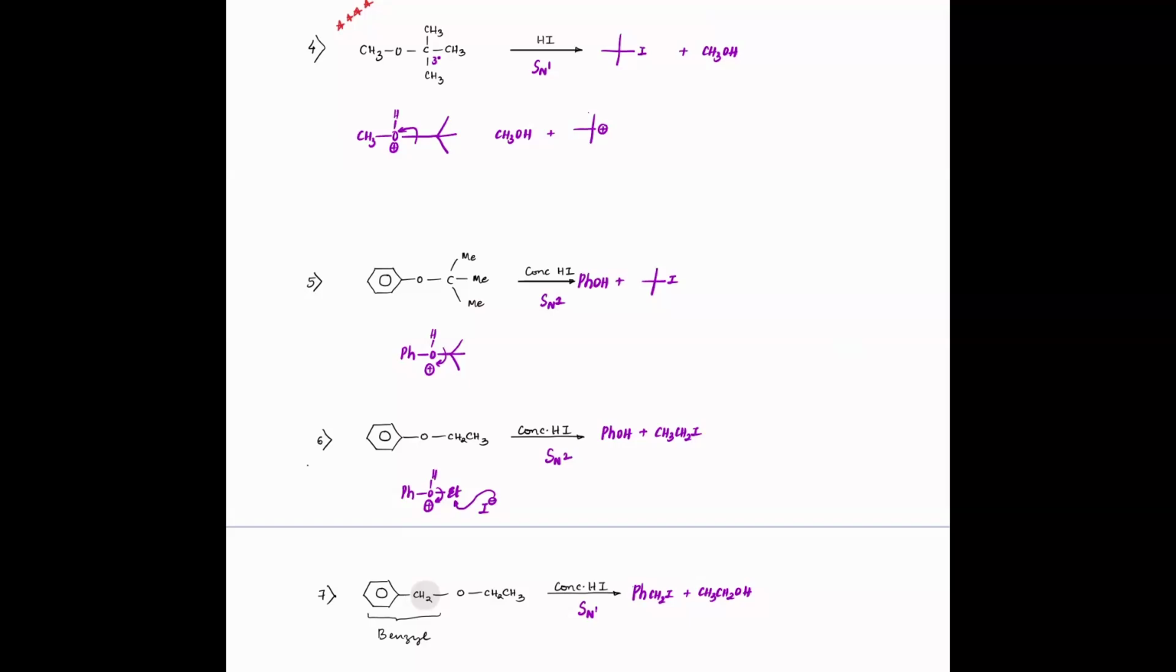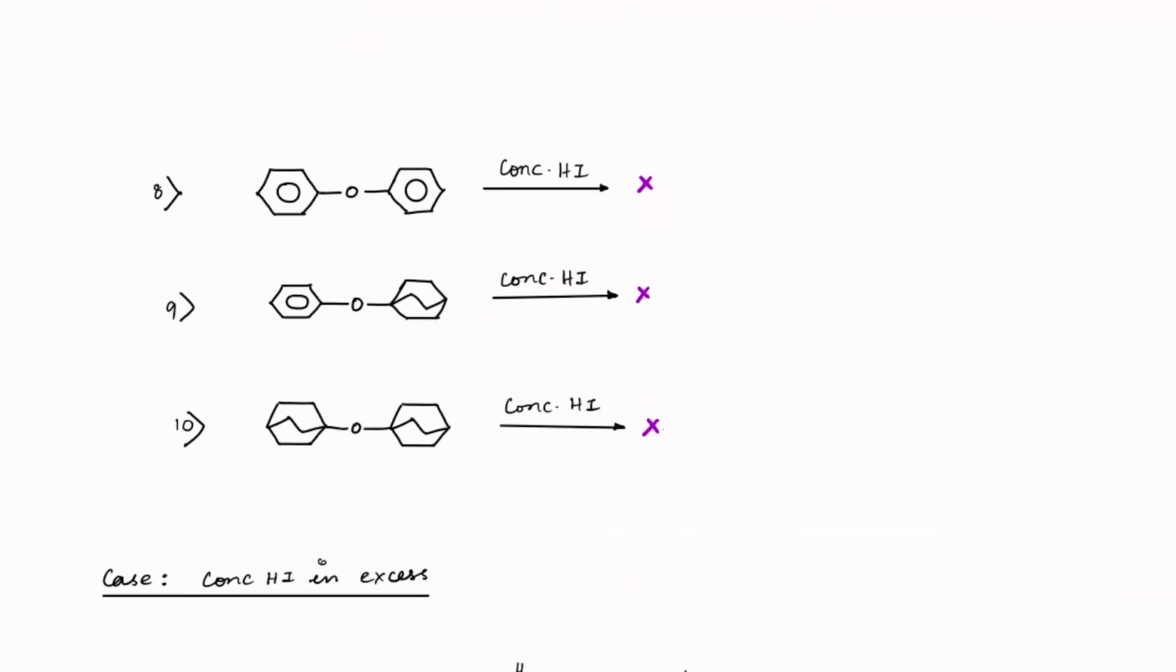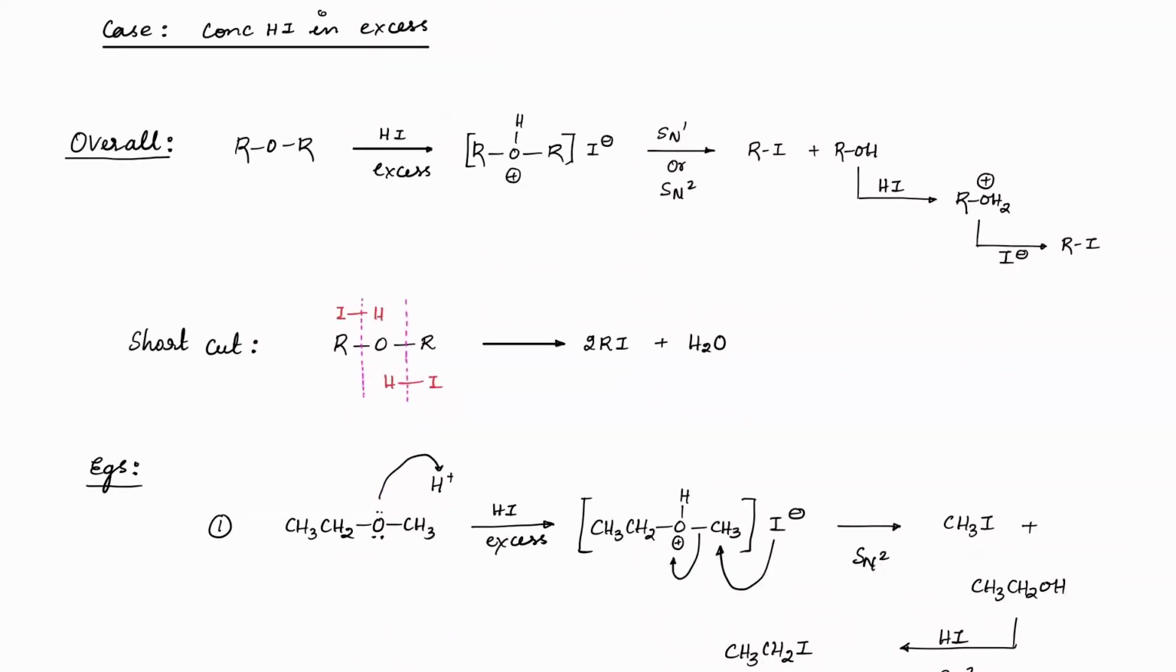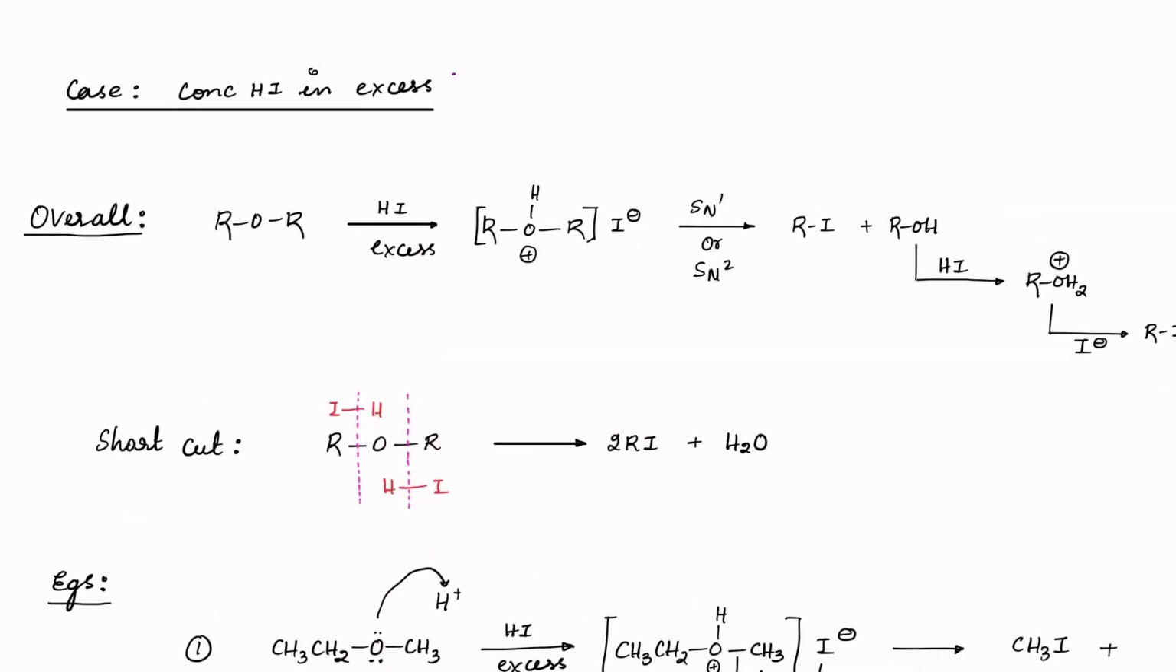Right. Please see the next one. What if you have concentrated HI in excess? See, having it in excess or a hot condition is the same. So either you write it as a hot condition or you write it as excess. Basically this is the same reaction we have done earlier. You choose SN1 or SN2 accordingly based upon the positioning of alkyl groups.